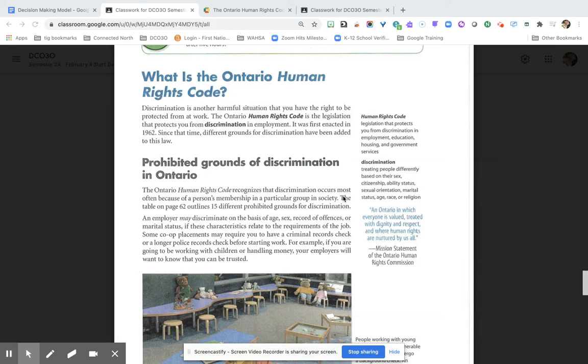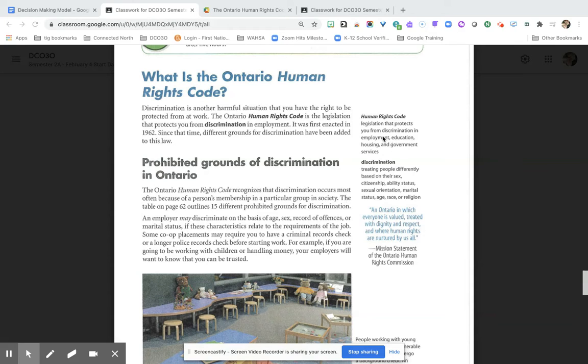Discrimination is another harmful situation that you have the right to be protected from at work. The Ontario Human Rights Code is the legislation that protects you from discrimination in employment. It was first enacted in 1962, so it's been around a long time. Since that time, different grounds for discrimination have been added to this law.